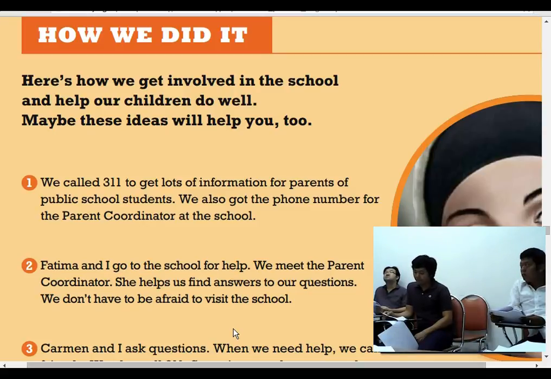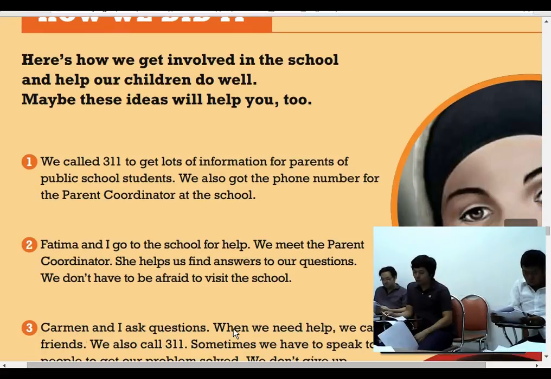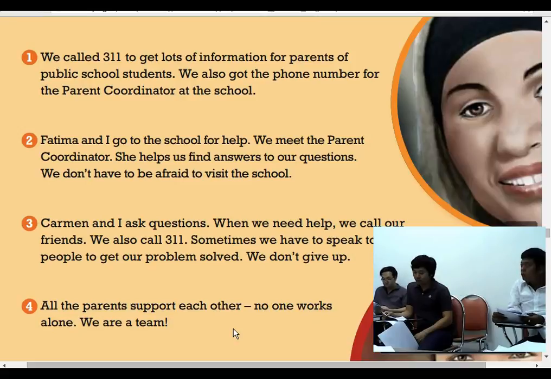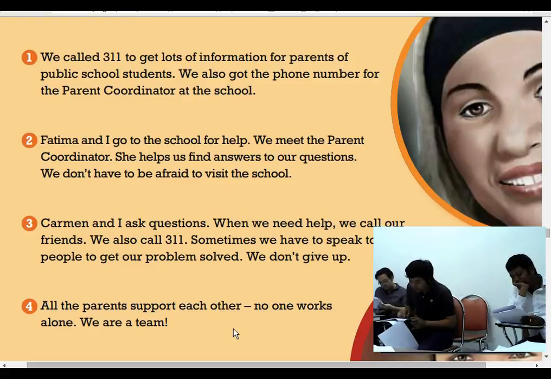Here's how we get involved in the school and help our children do well. Maybe these ideas will help you too. Number one, can you take it, please? Call 311.